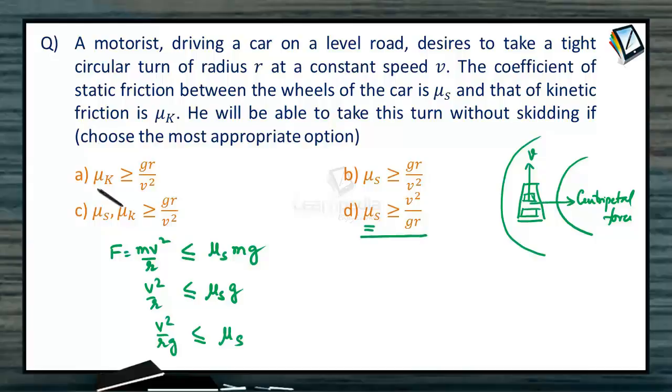Mu k greater than r g by v square, wrong option. Mu s greater than r g by v square, wrong option. Mu s or mu k greater than r g by v square is a wrong option. Mu s should be greater than or equal to v square by r g. Correct option is option D.